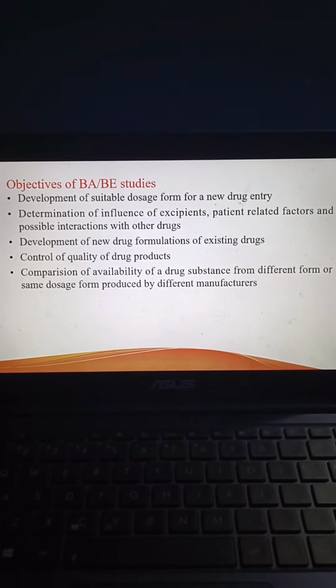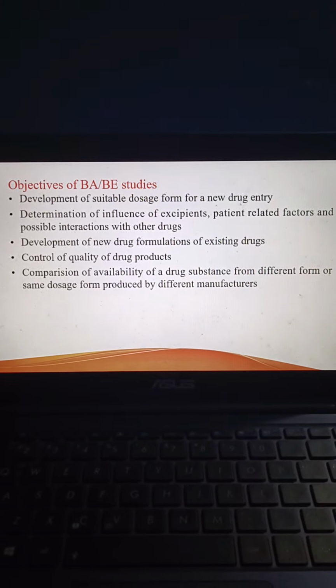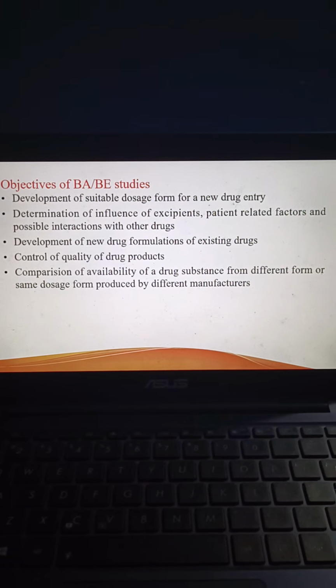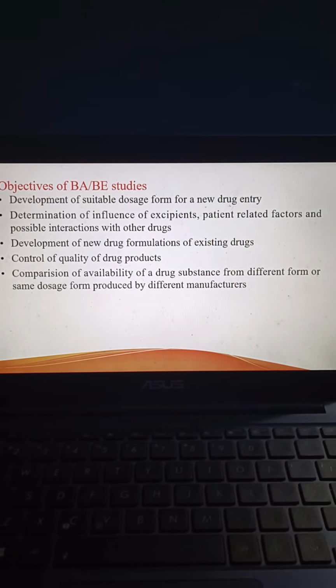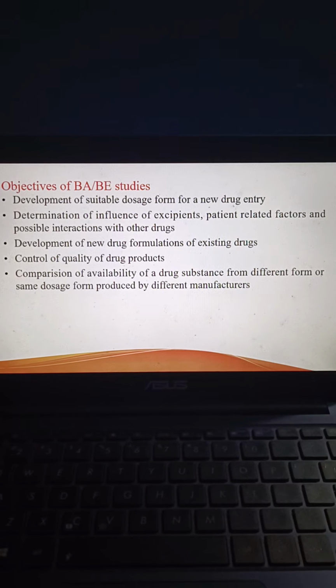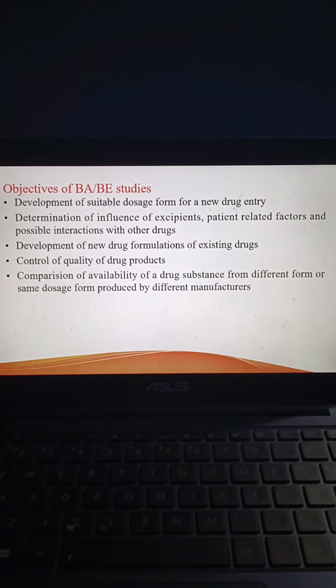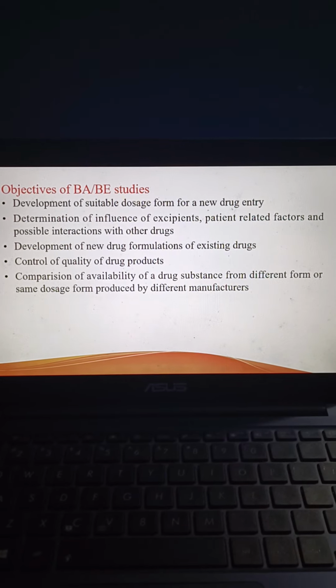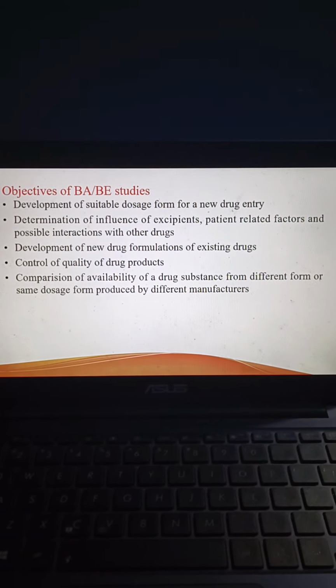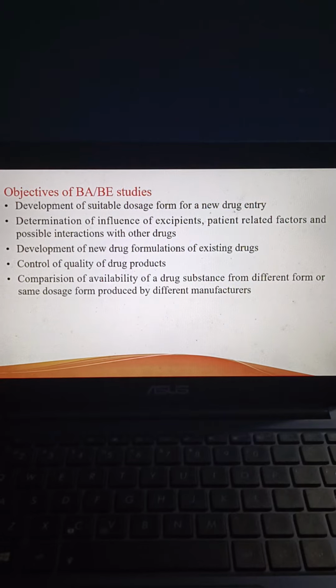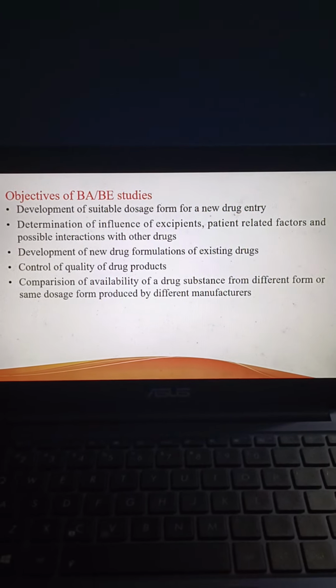Then objectives of BA/BE studies: development of suitable dosage form for a new drug entity, determination of influence of excipients, patient-related factors and possible interactions with other drugs, development of new drug formulations of existing drugs, control of quality of drug products, comparison of availability of a drug substance from different forms or the same dosage form produced by different manufacturers.